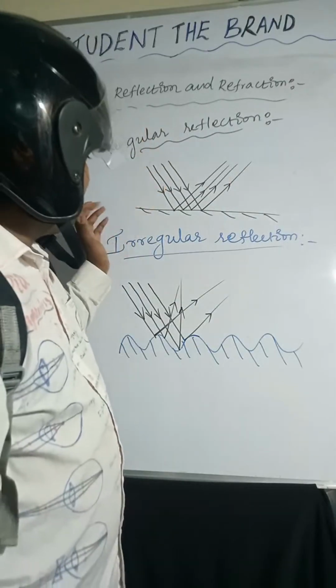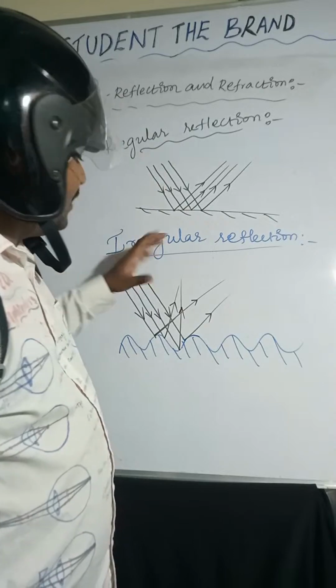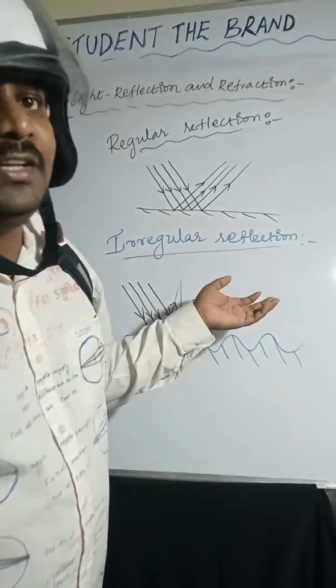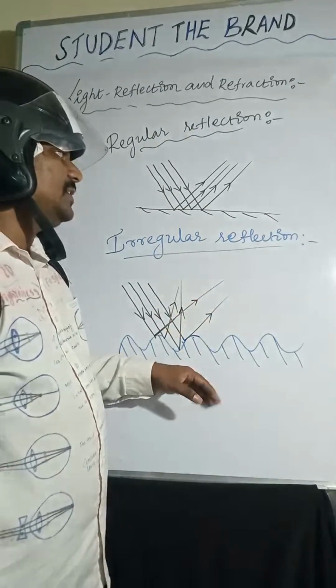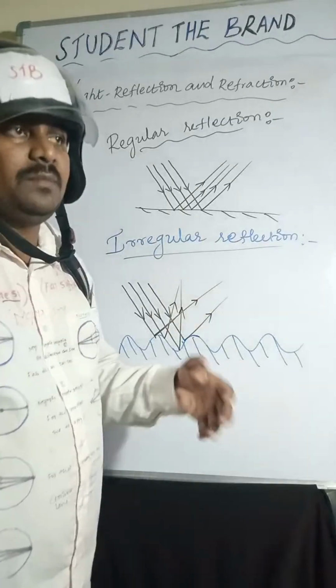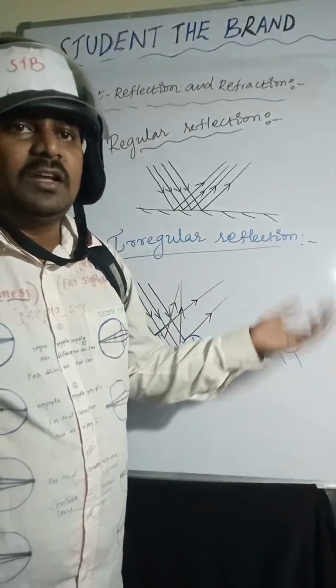Coming to irregular reflection, incident light rays are parallel, but reflected light rays are not parallel to each other. So this type of reflection is called irregular reflection. Irregular reflection takes place on a rough surface. The best example you can take is a wall. On a wall, irregular reflection takes place.